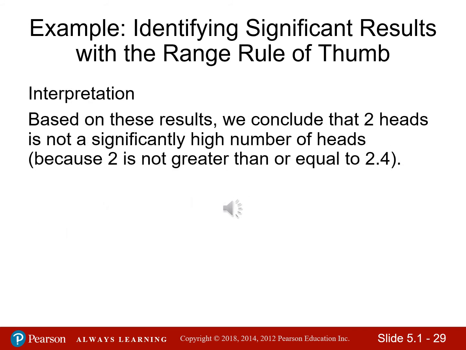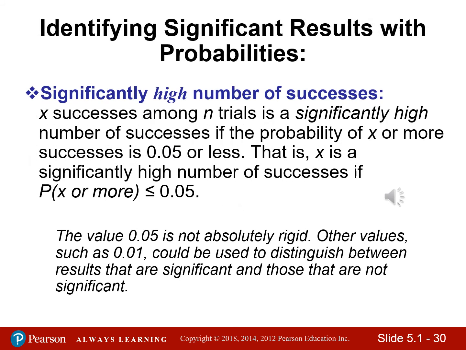And so based on these results, we can conclude that 2 heads is not a significantly high number of heads. This is because 2 is not greater than or equal to 2.4. We could define a significantly high number of successes as follows. We could say X successes among N trials is a significantly high number of successes if the probability of X or more successes is equal to 0.05 or less.